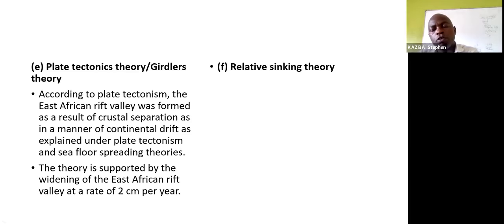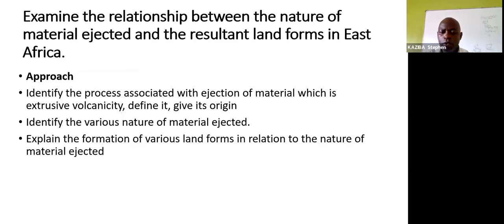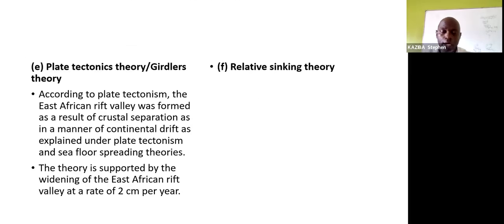The other theory is of relative sinking. Of course, this was caused by the sinking convectional currents. It happens when the currents rise and then they sink back. But when they sink, they create numerous faults, and then land starts sinking downwards. But as it sinks, the middle block sinks faster than the outer blocks, and that forms a Rift Valley.